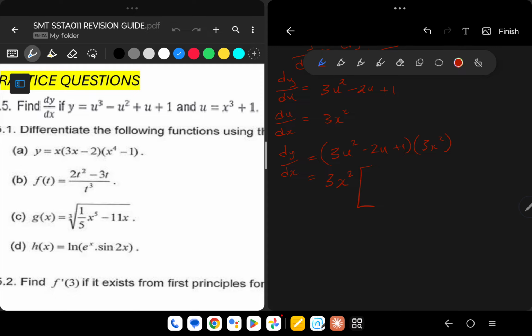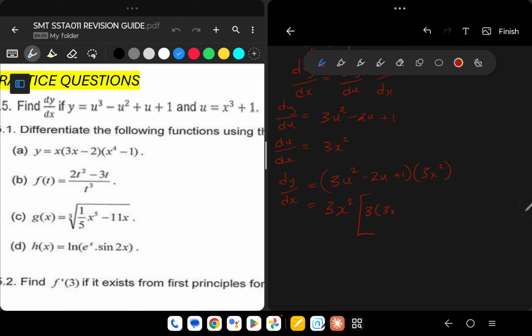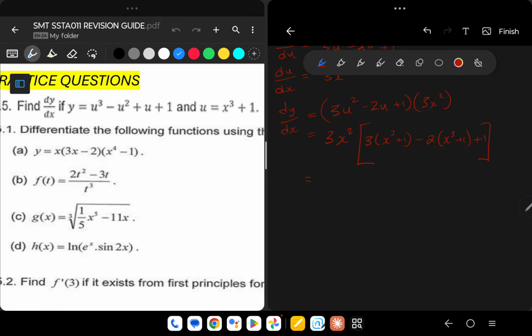When we see u, we put x cubed plus 1. Our u is x cubed plus 1, and then you minus 2 into x cubed plus 1, and then you add your 1, and then that's it. You continue with it. So it's gonna be 3x squared, and then you work on what is inside the brackets there. Oh, we forgot the squared.